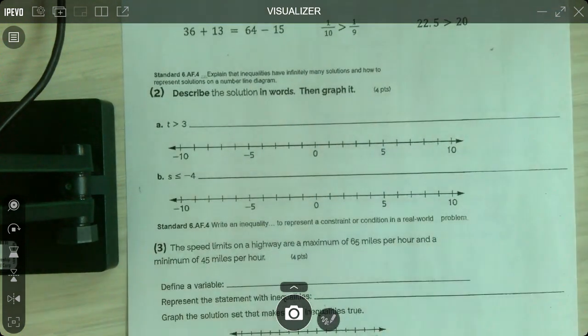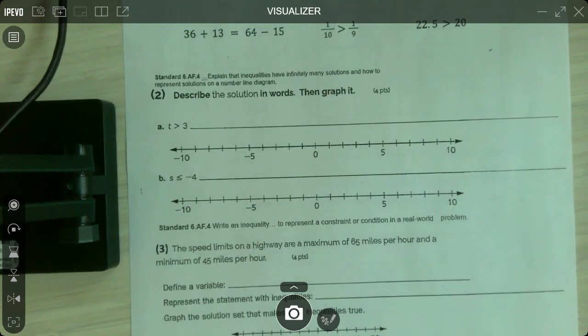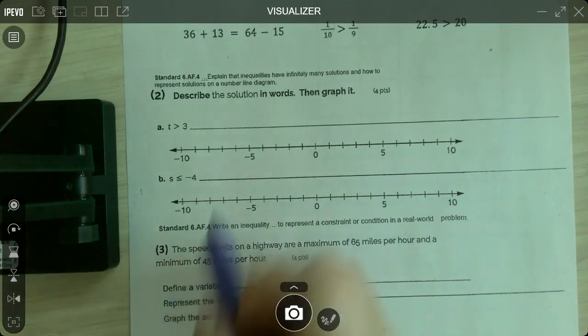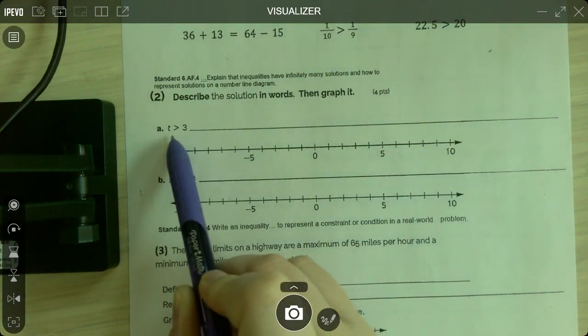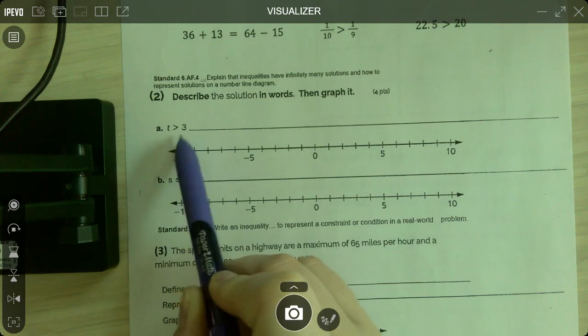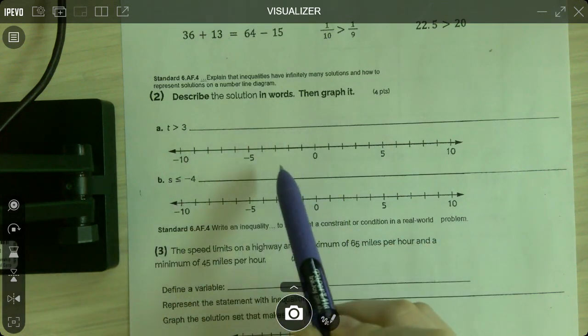Number 2, you are going to describe the solution in words, and then you are going to graph it. So you're going to tell me what kind of numbers I can plug in for my variable right here to make it true. That's what you're going to write on the line. And then you're going to graph it.